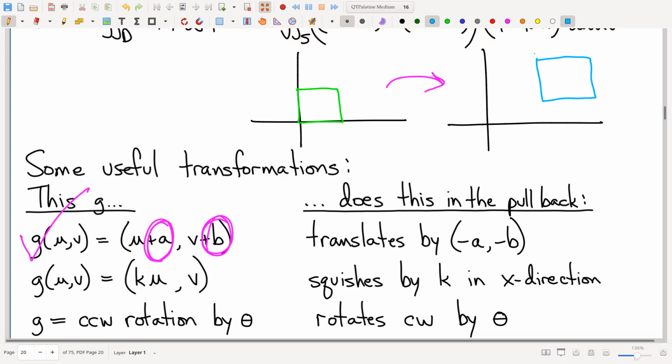This green square will get translated to be something like this. If you take the point of view of, hey, I want to compute an integral on this domain, what's the pullback domain? Well, the pullback domain goes the other way. So something to keep in mind. And we'll see that in action in this next example.